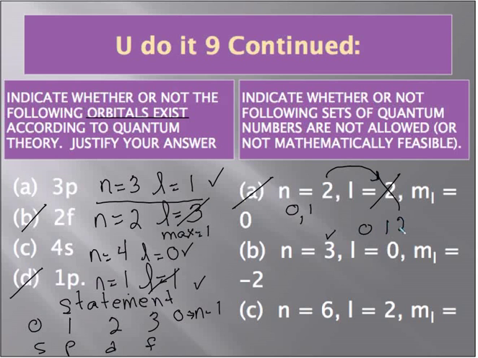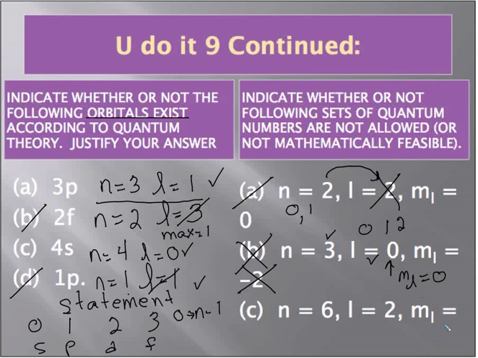Now, in this case, n is 3, so that means L can be 0, 1, and 2, so we're good. That's fine. Now, if L is 0, that means the only thing m sub L can be is 0. M sub L can't be -2. So that's out.